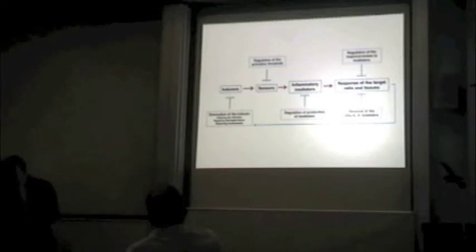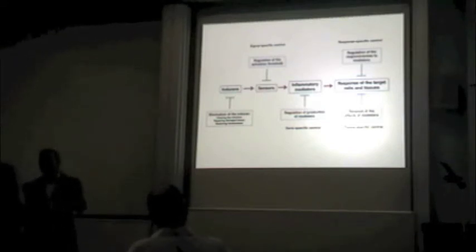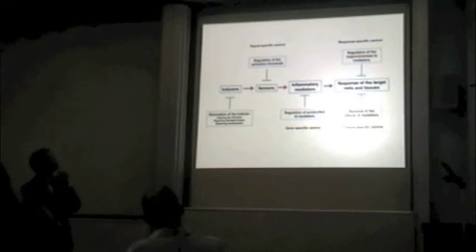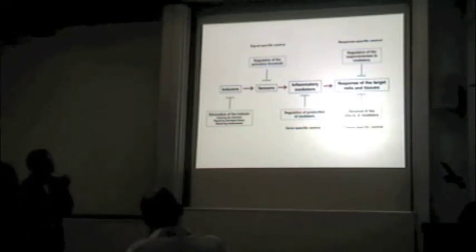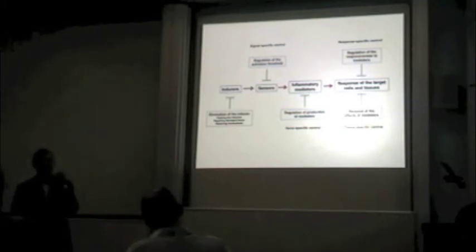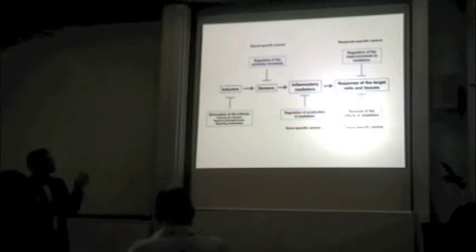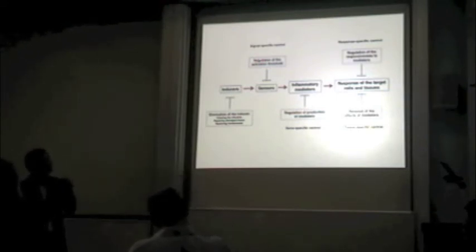But the advantage of these different controls is that, at least when you're looking at them, controls at different levels have very different purposes and mechanisms. Regulation at the level of sensors tends to be signal specific, because the way that these controls work is by inducible expression of negative regulators of signaling pathways. So if a particular type of inducer activates particular types of receptors, these are the receptors and their signaling pathways that will be inhibited at this stage.